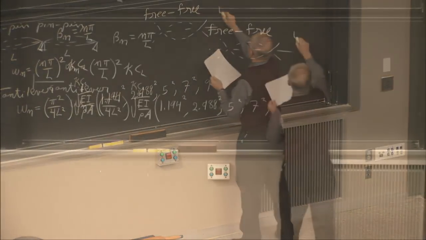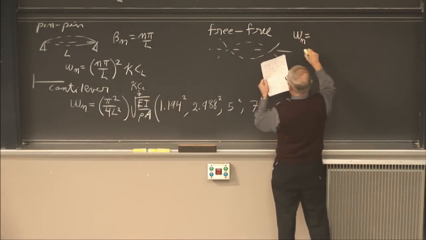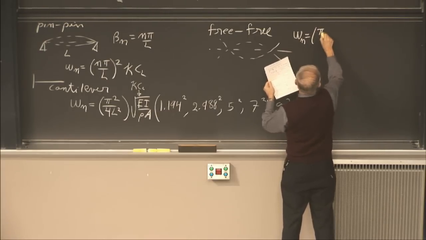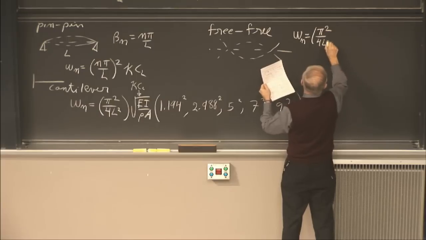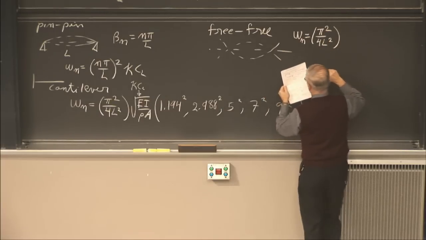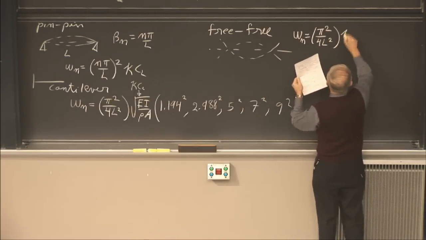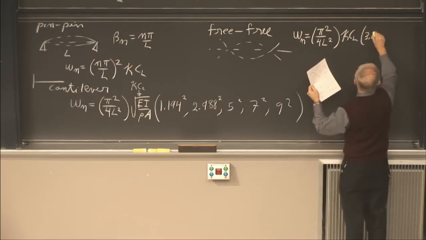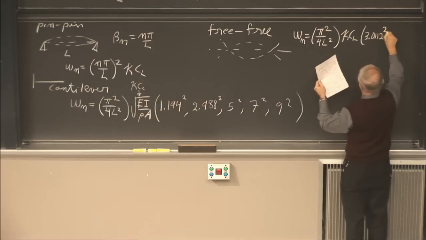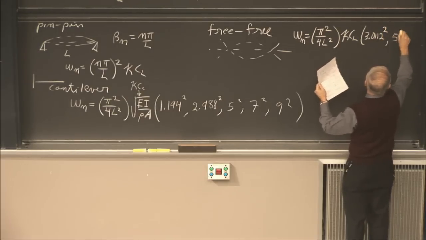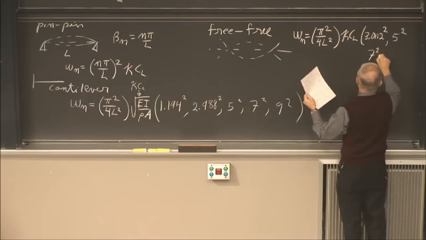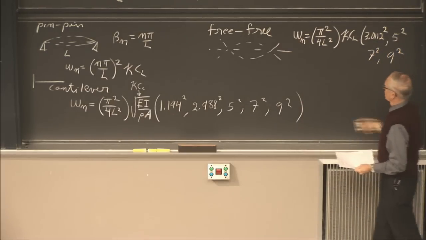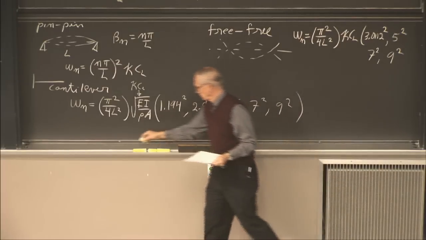has natural frequencies omega n, again, pi squared over 4 L squared, kappa C_L, times 3.0112 squared, 5 squared, 7 squared, 9 squared. So as you go up and in. So those are the natural frequencies of a free beam.